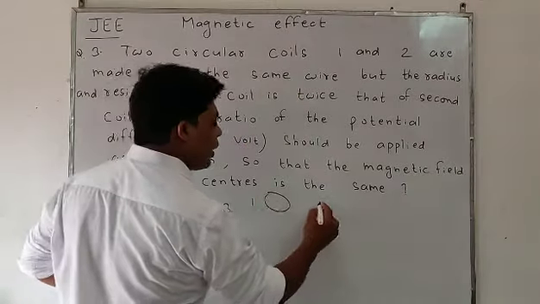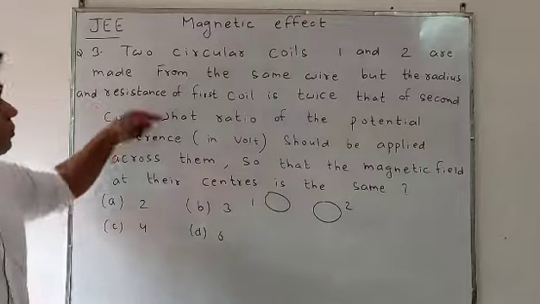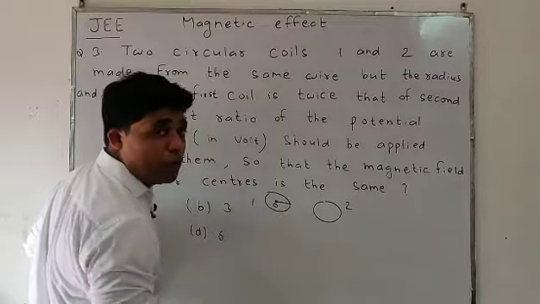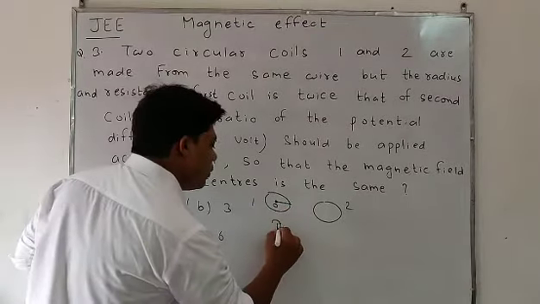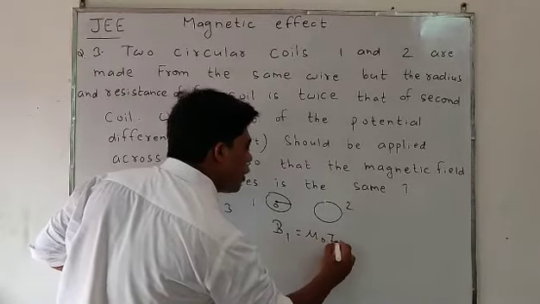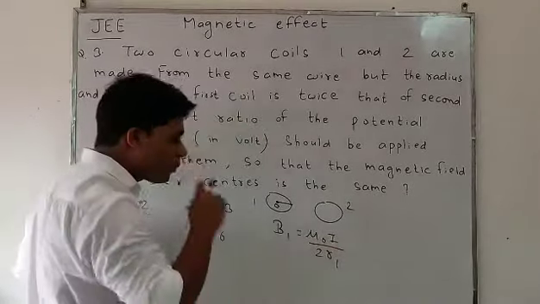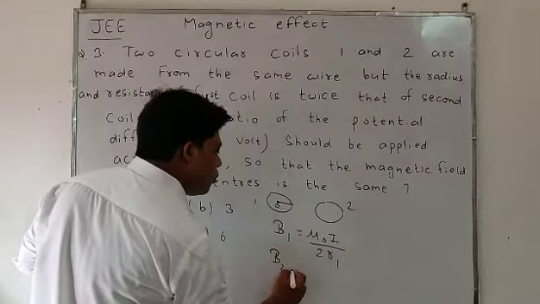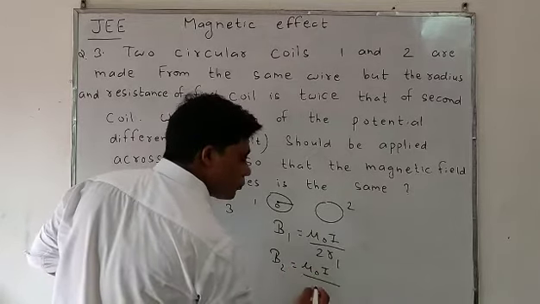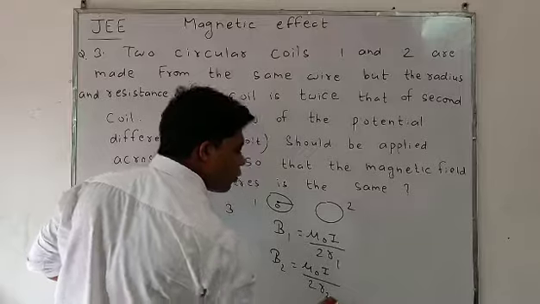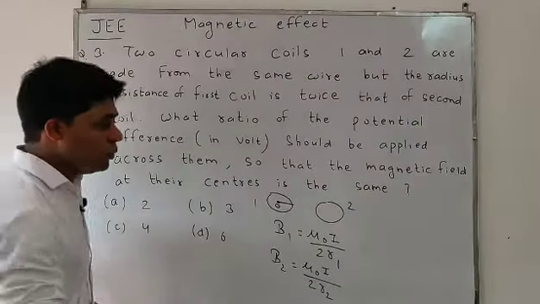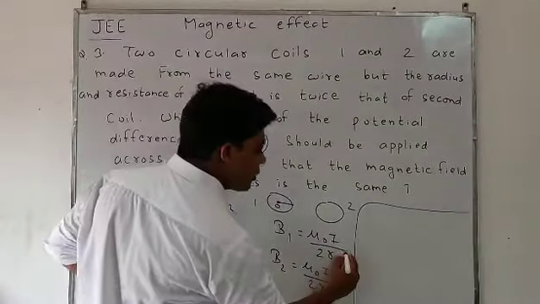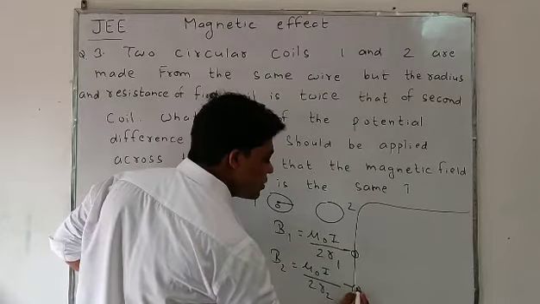Suppose this coil is marked 1 and that coil is marked 2, made by the same wire. We know how much magnetic field is generated at the center of a coil by the first application of Biot-Savart: B1 equals mu naught I upon 2 R1. And for the second coil, what will be its value? B2 equals mu naught I upon 2 R2. Okay students, now we will use the given condition. This is the first equation and this is the second equation.